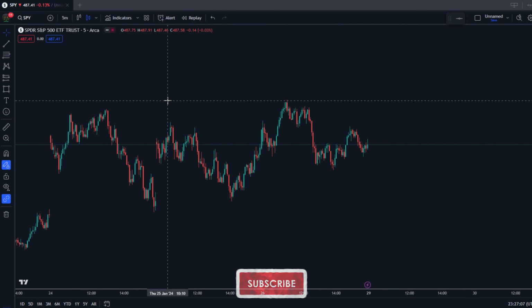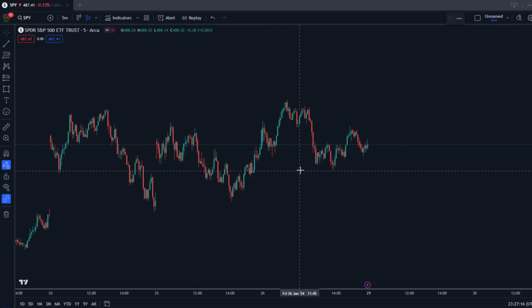And yes, today we're going to be talking about an order block strategy using an indicator that's been around for a while, but I'm going to show you guys a more simplistic way to use it. Let's not waste any time. Let's hop straight into the charts.